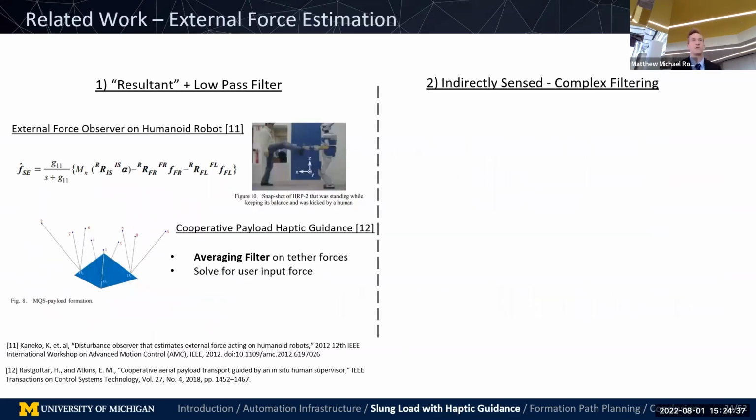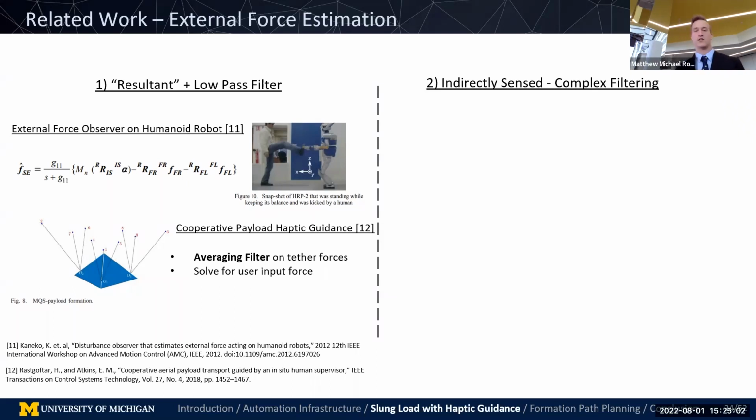So in terms of external force estimation, there's lots of work on this. I'm grouping the existing methods into two categories. So one, what I'm calling resultant and low-pass filter, on the left, where you have sensors that can measure all the forces of interest except that disturbance force that you want to measure. Then you use Newton's second law, you rearrange it such that you can solve for that missing force, apply a low-pass filter, and get the correct data.